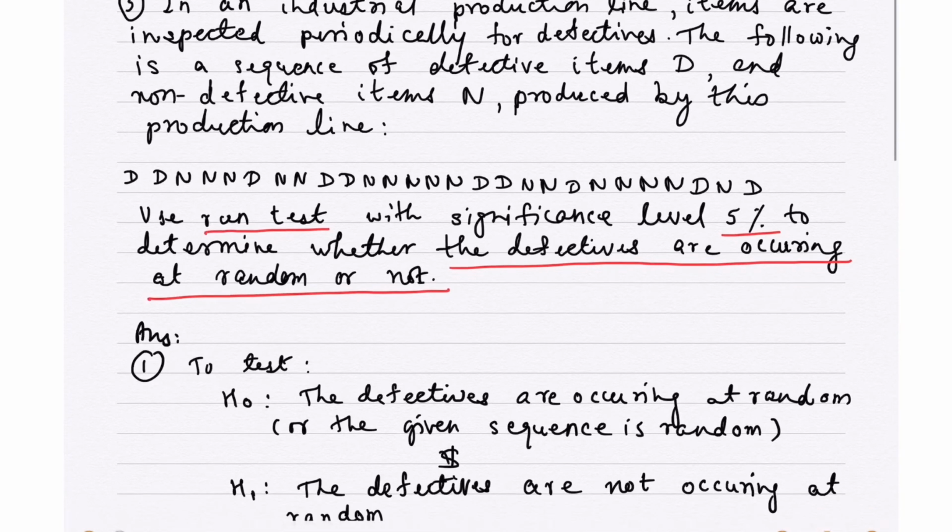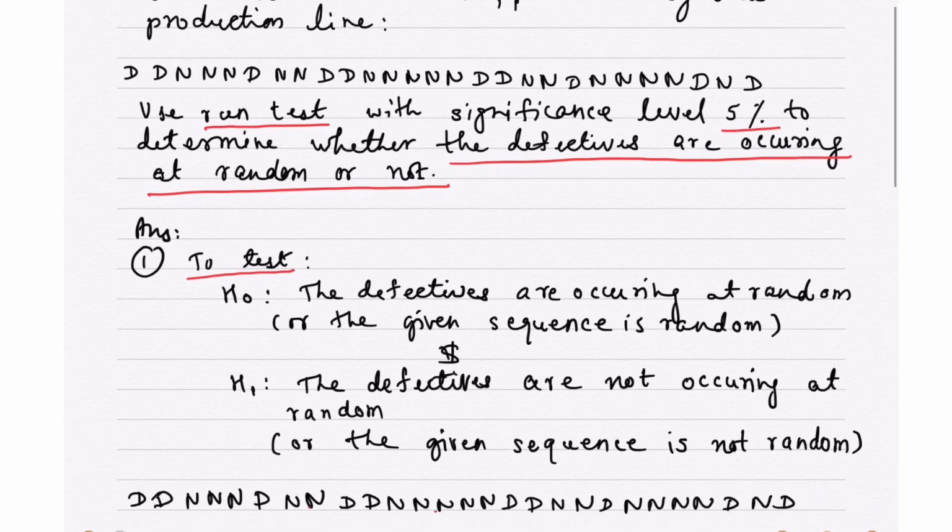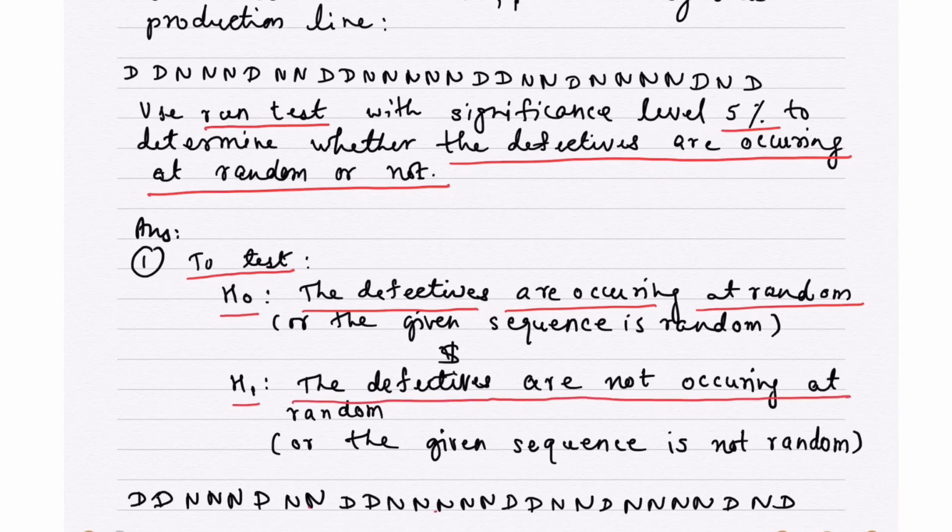As seen earlier, to test for randomness, we use the run test. Now, first step again, to test H naught, that is the null hypothesis, is the defectives are occurring at random, and H1, the alternative hypothesis, is the defectives are not occurring at random. In other words, H0: the given sequence is random versus H1: the given sequence is not random.